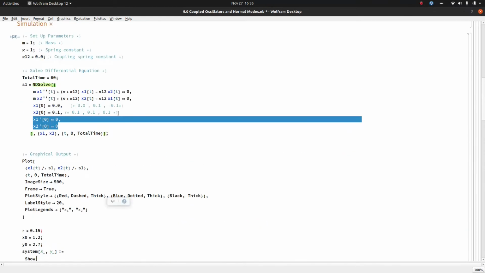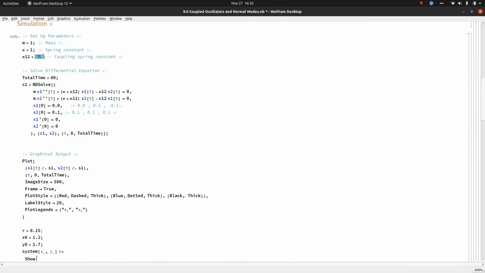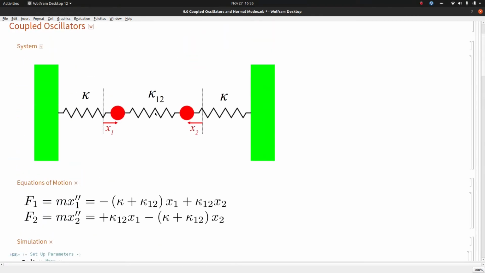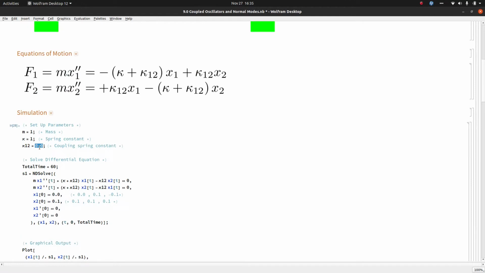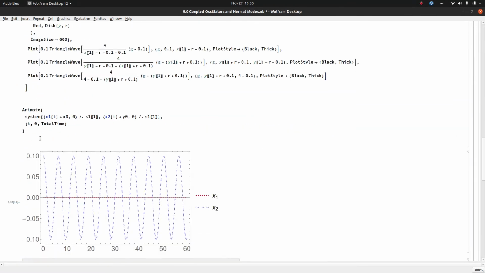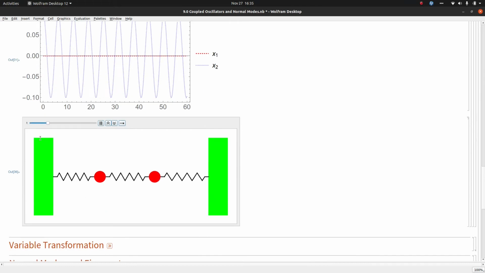And it's because I have set the coupling spring, so the spring in the middle, I set that stiffness to 0. So it's pretty much like there is no spring there. So we can visualize this. You can see mass 2 is oscillating, nothing happens to mass 1. Again, because it's like that spring in the middle is not even there.